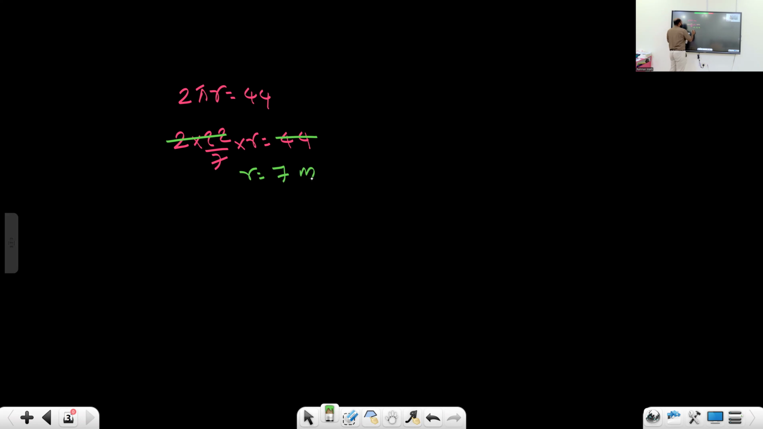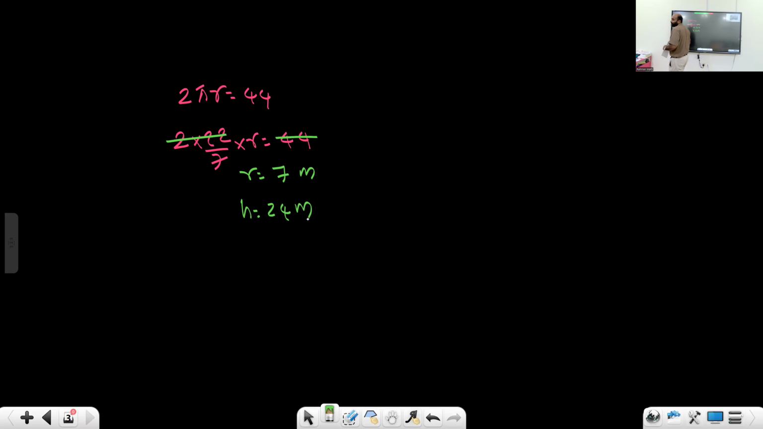Given that height equal to 24 centimeter, 24 meter only. One minute. Meter, mistake, only meter. 24 meter. It is a cone only. I'll explain everything in detail.